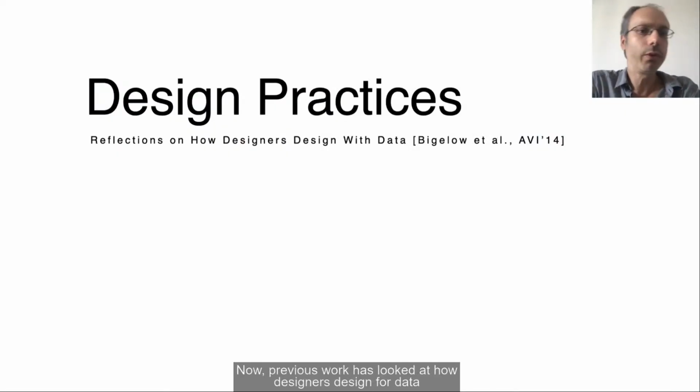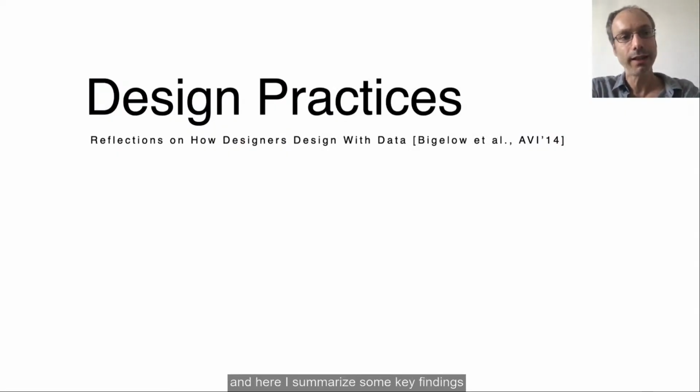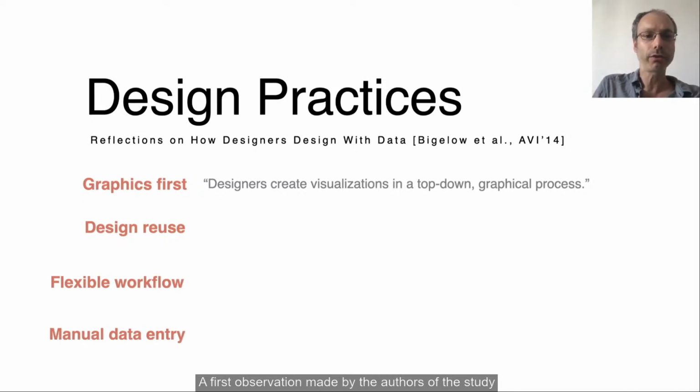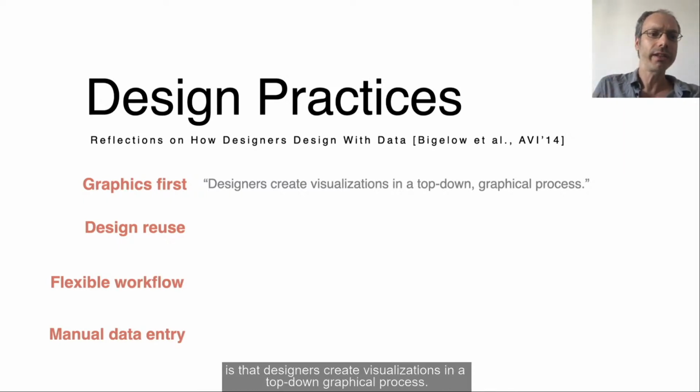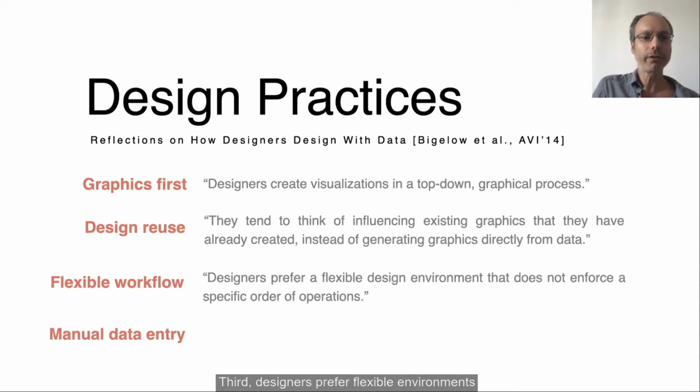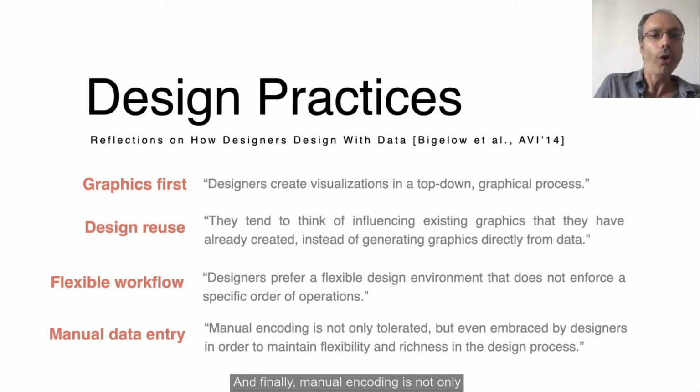Now, previous work has looked at how designers design for data, and here I summarize some key findings of a study that has greatly influenced my work. A first observation made by the authors of the study is that designers create visualizations in a top-down graphical process. A second observation is that they tend to think of how to influence existing graphics that they have already created in the past. Third, designers prefer flexible environments that do not reinforce a specific order of operations. And finally, manual encoding is not only tolerated, but even embraced by designers.